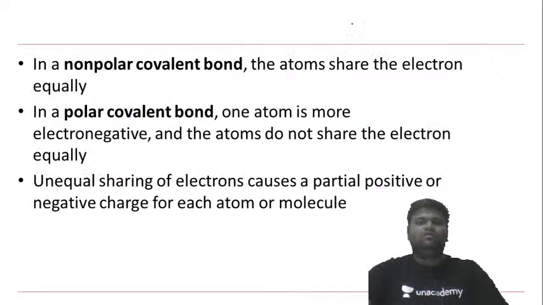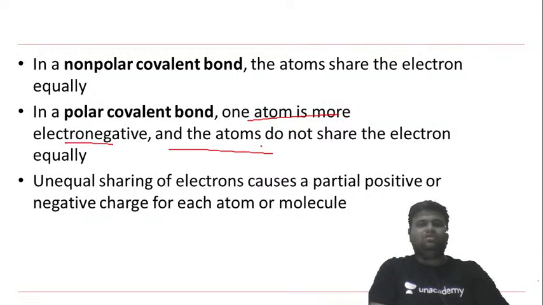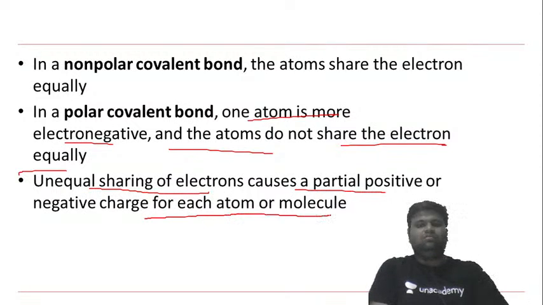Now next we move on to non-polar covalent bonds and polar covalent bonds. In non-polar covalent bonds, the atoms share the electrons equally. In a polar covalent bond, one atom is more electronegative and the atoms do not share the electrons equally. Unequal sharing of electrons causes a partial positive or negative charge on each atom or molecule.